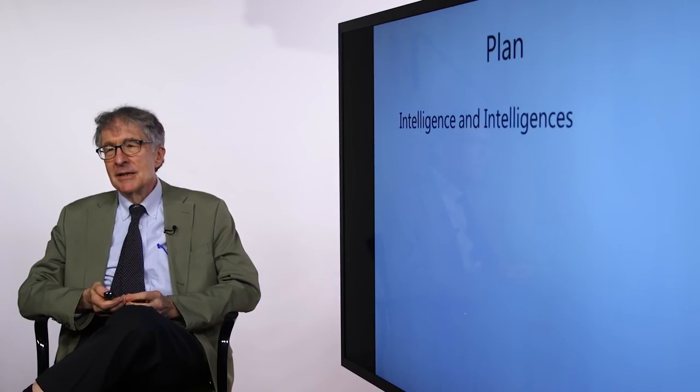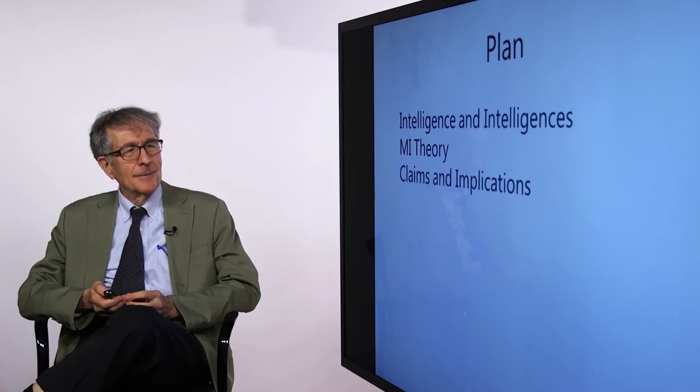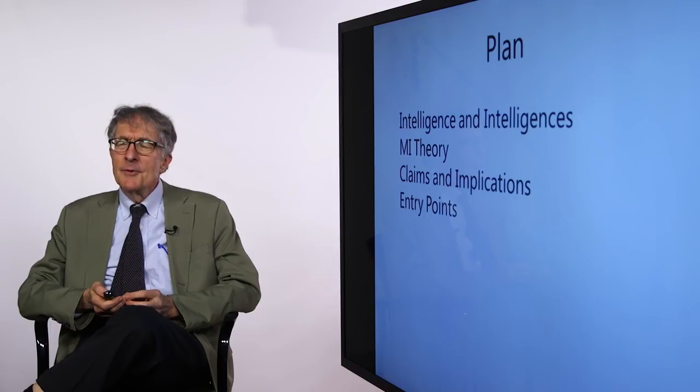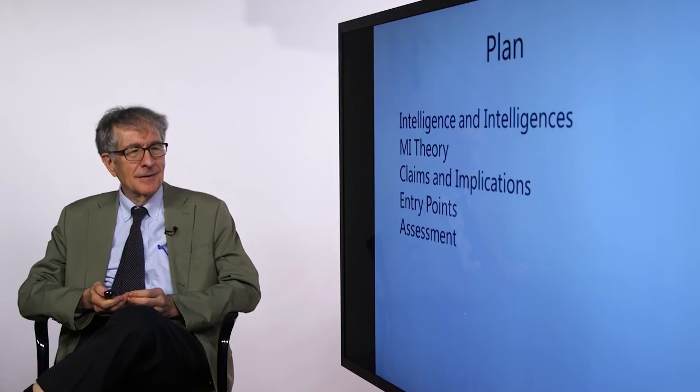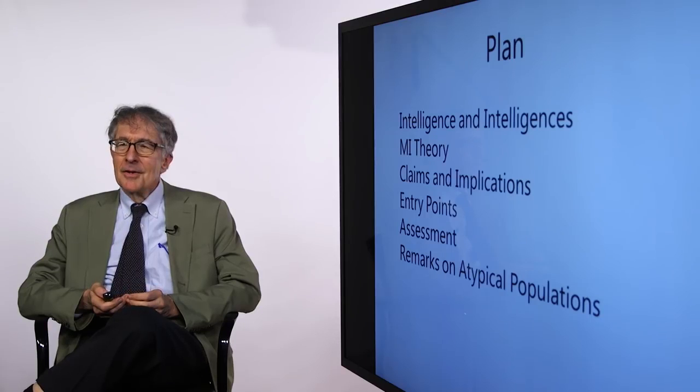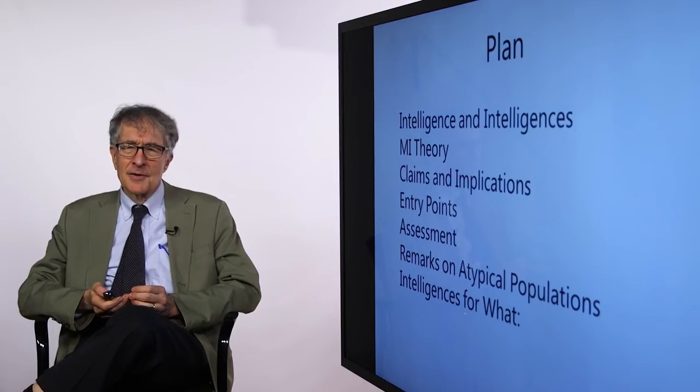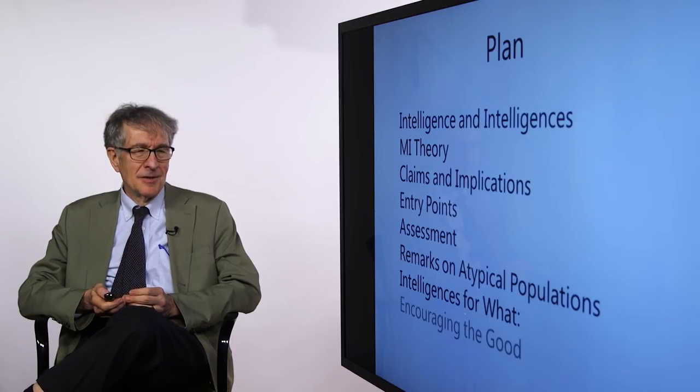We're going to start with the distinction between intelligence and intelligences, then introduce the major points of MI, multiple intelligence theory, some of the claims and implications of the theory, the term entry points, one of the ways of using multiple intelligence theory in teaching, how we could go about assessing people's intelligences, some remarks about unusual special populations, and then a very big question that I've been focusing on for the last couple decades: what should we use our intelligences for? Intelligences for what?